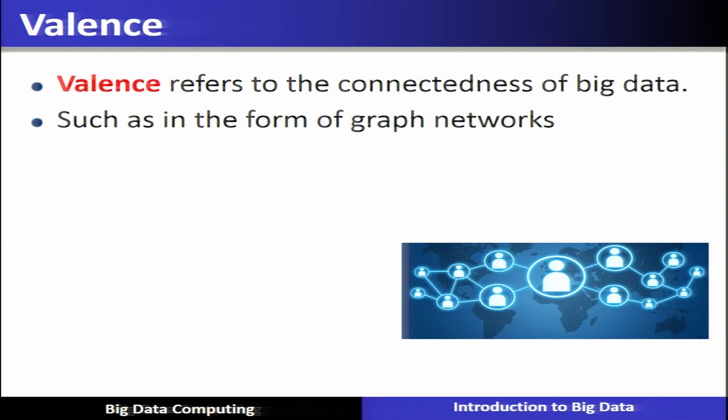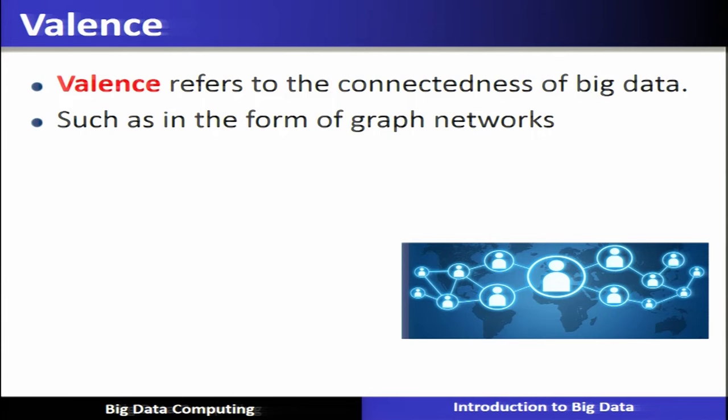Such as we see in the form of a graph of the network, that means if the graph is dense or sparse, there are different analyses and algorithms which are to be applied in these different situations, and valence is going to be useful in that aspect.